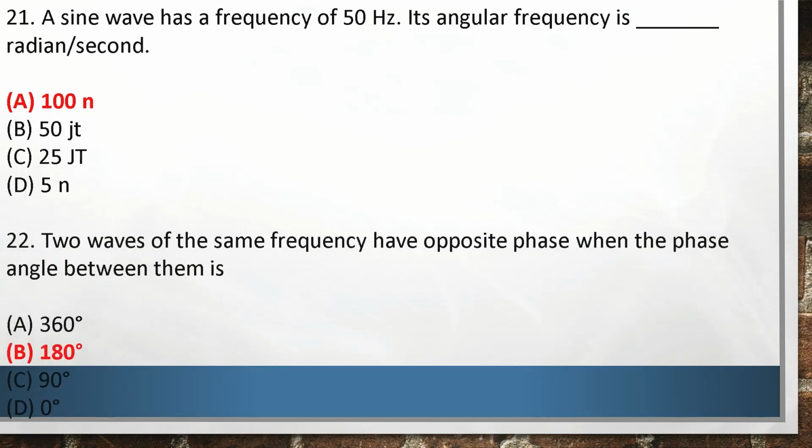22. Two waves of the same frequency have opposite phase when the phase angle between them is: A, 360 degree; B, 180 degree; C, 90 degree; D, 0 degree. And the answer is B, 180 degree.